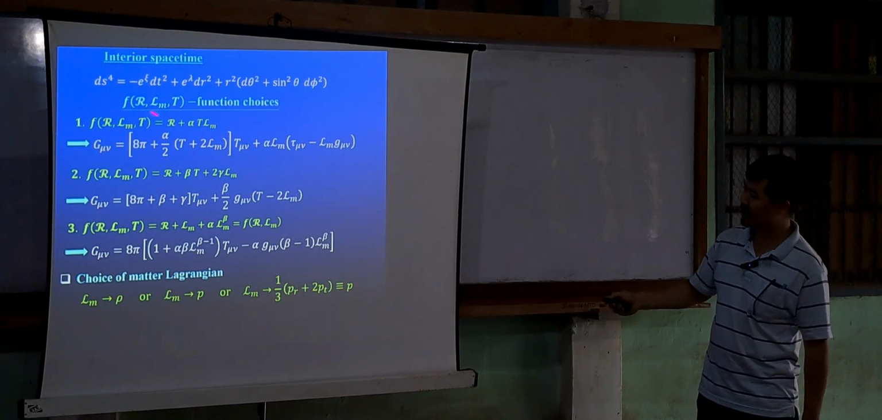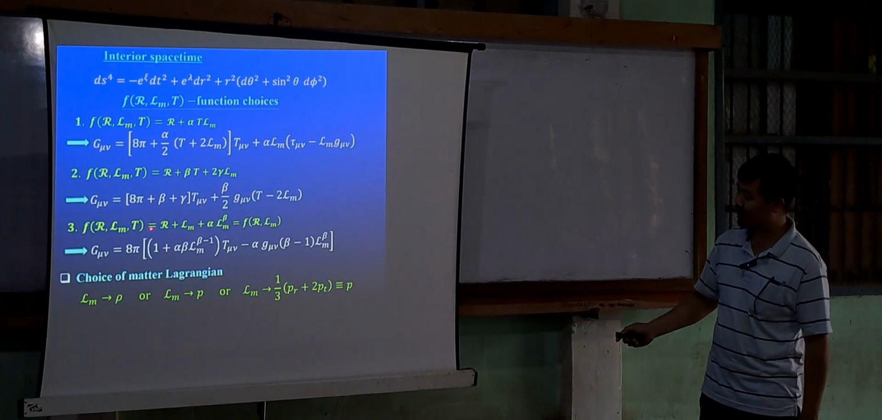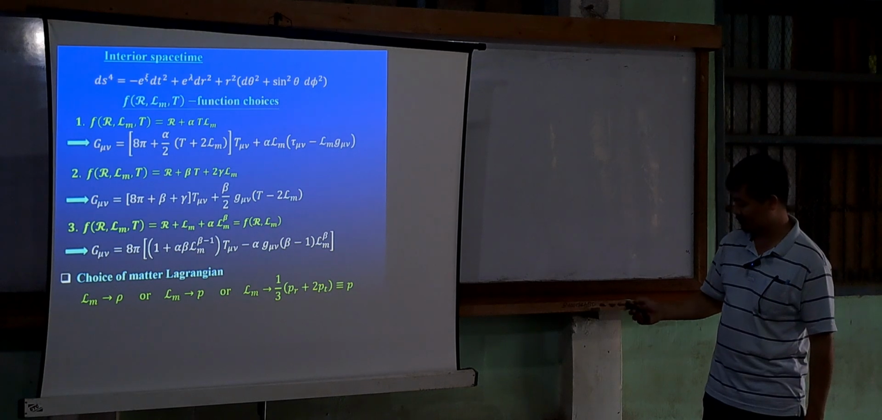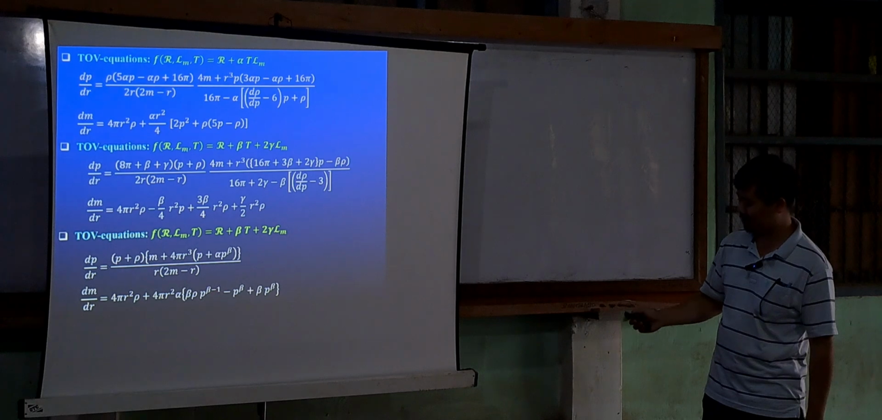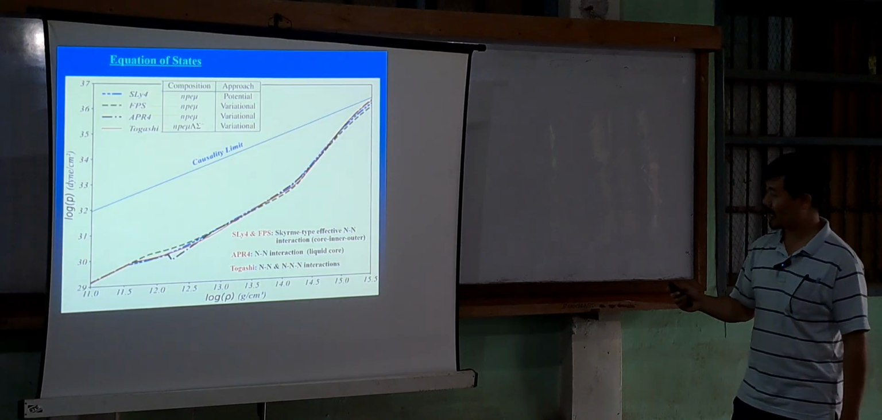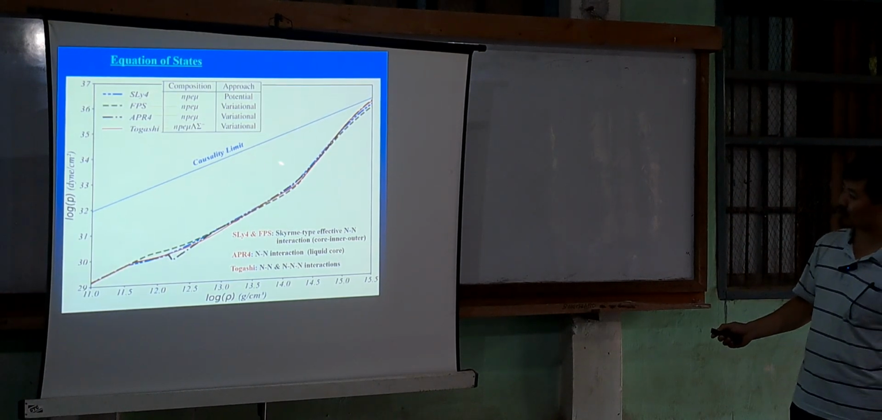So several functions you can take. Let's not go into details. So take spherical symmetry, take a specific form of the function here. Then solve it. These are the TOV equations as per the function. Then you take the equation of state. So this one is a real equation of state.